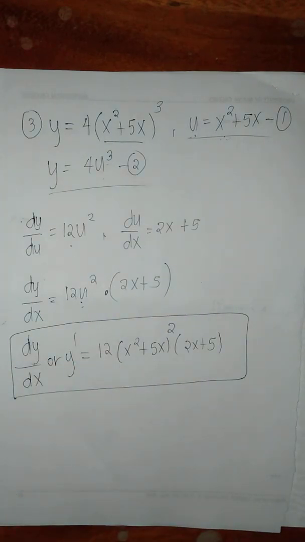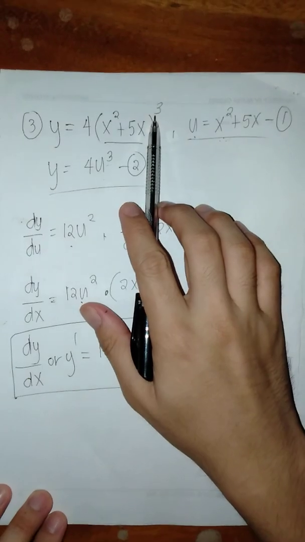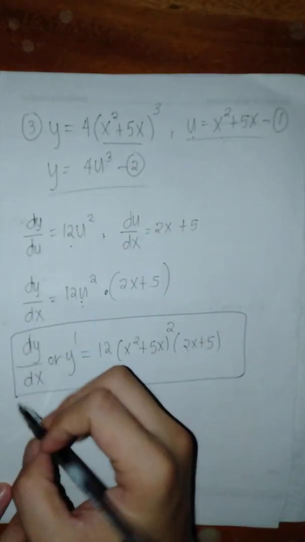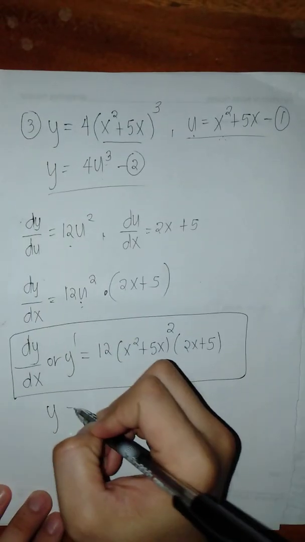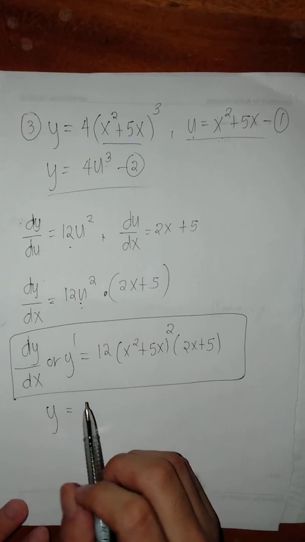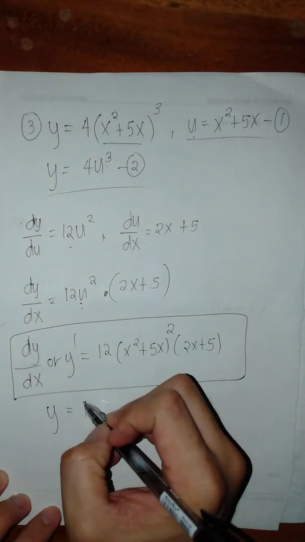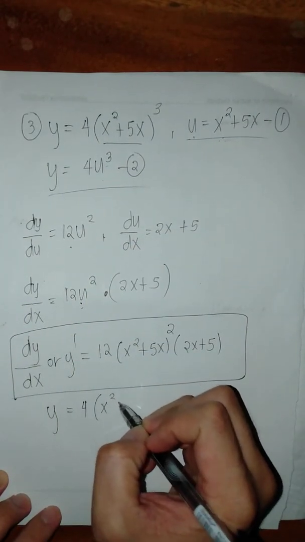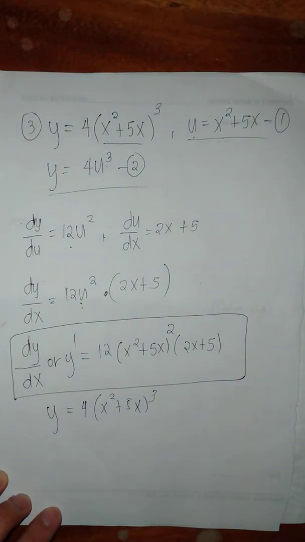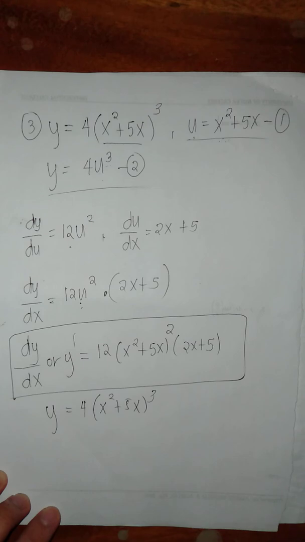So, diba? So, pinaghiwalay natin. Or, kung gusto niyo naman, diretso na. So, gagawin nyo, apply mo na kayo ng power formula. Bring down 3. So, or, diretso na tayo. So, rewrite natin. So, i-write natin. So, y is equals to 4 times x squared plus 5x cubed. So, dito, pwede nating i-diretso na yan.